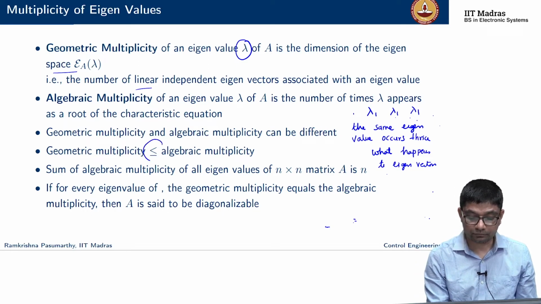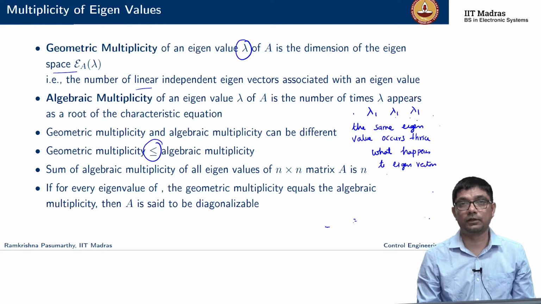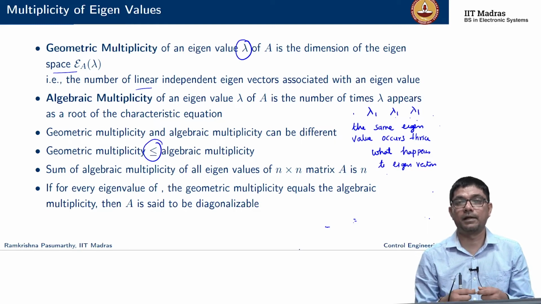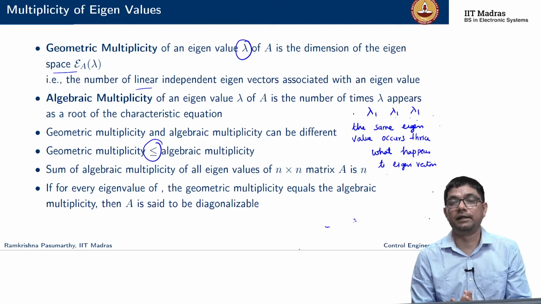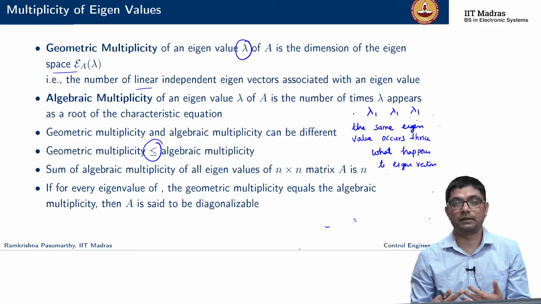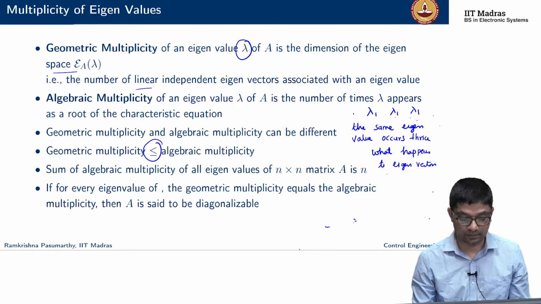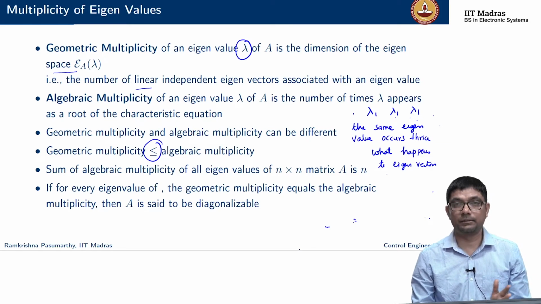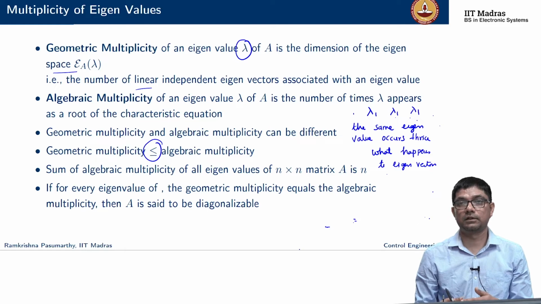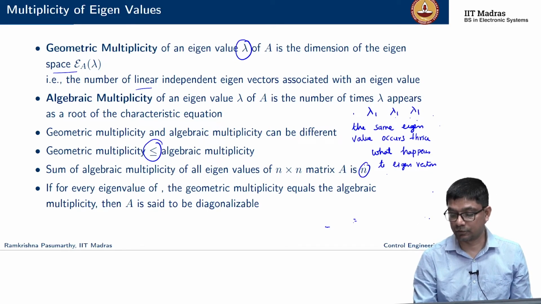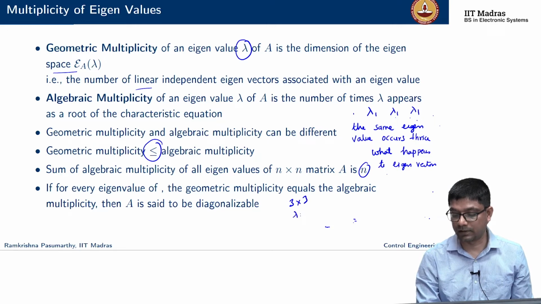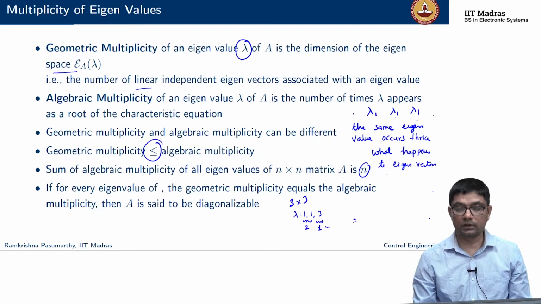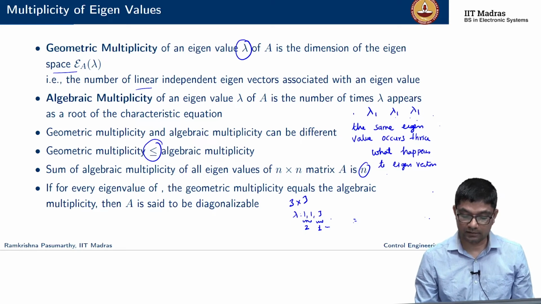In general, geometric multiplicity will be less than or equal to the algebraic multiplicity. You cannot have lambda equal to 1, 1 and find 3 linearly independent eigenvectors. It will never happen. Linear algebra doesn't allow that. And the sum of algebraic multiplicities of all eigenvalues is n. So suppose I have a 3 cross 3 matrix. It will have, say, eigenvalues lambda equal to 1, 1, 3. So this is algebraic multiplicity 2, this is algebraic multiplicity 1. The total will add up to the dimension of the matrix.